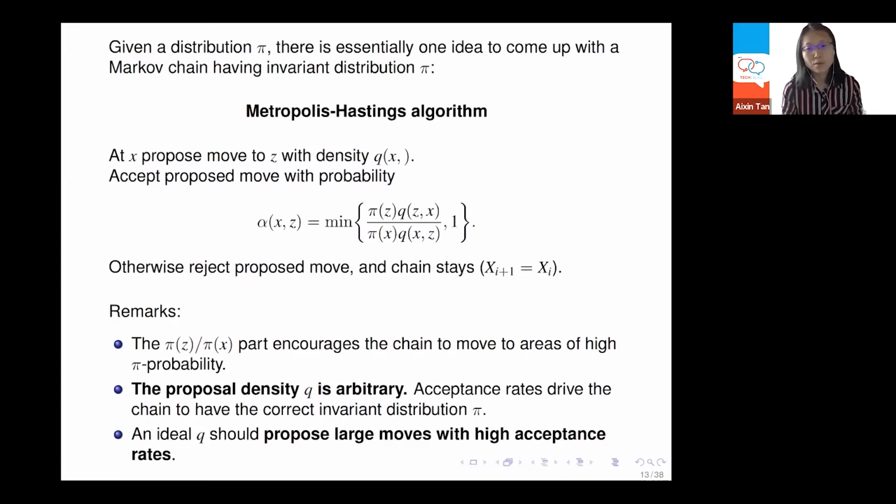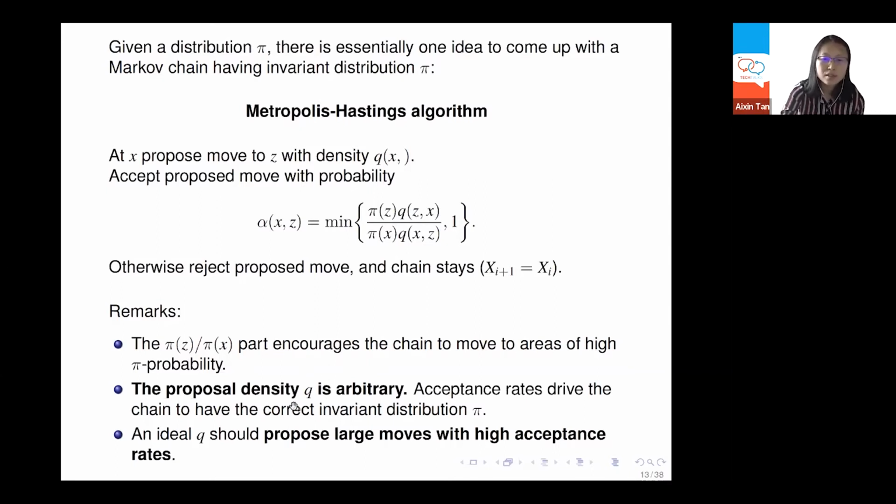If you flip a coin with this probability and it lands on heads, you move to Z, so X2 equals Z. If you flip the coin and get tails, you reject this move, so you stay at the original point, that is, X2 equals X1. First of all, the pi(z) over pi(x) part in this acceptance probability encourages the chain to move to areas of high pi probability.